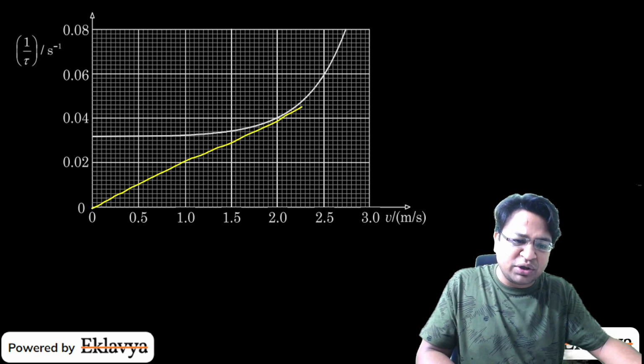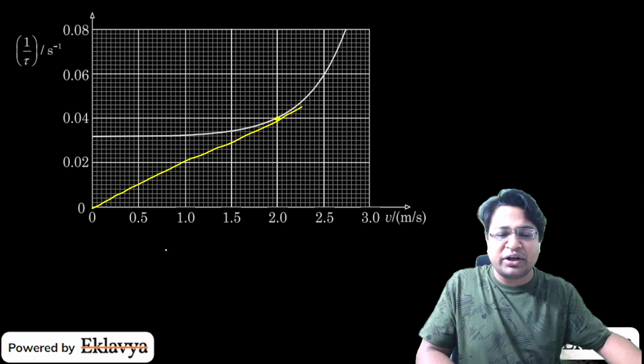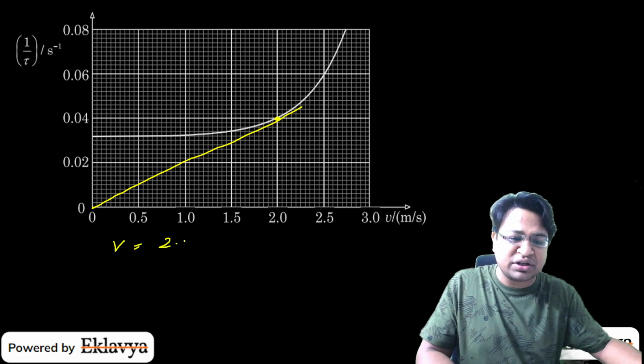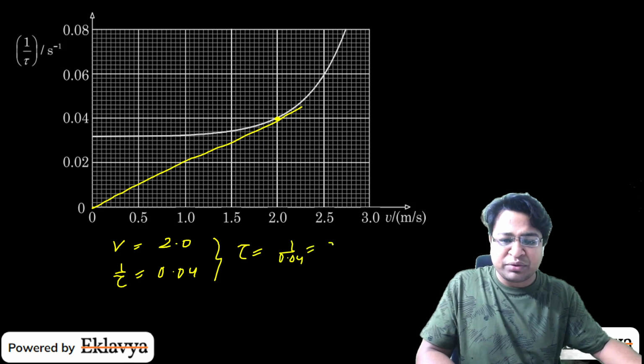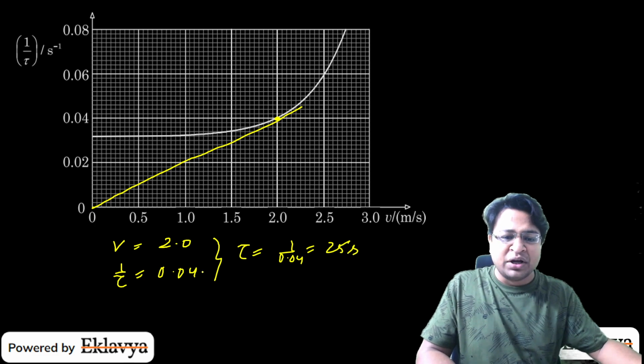Okay, and when you do it with a scale, you will discover that the point that we are searching for is this point. In other words, the velocity that we are searching for is 2, and correspondingly 1 upon tau will be equal to 0.04, which basically means that tau will be equal to 1 upon 0.04, which is like 100 by 4, which is like 25 seconds. Okay, so the speed will be 2, the time will be 25 seconds.